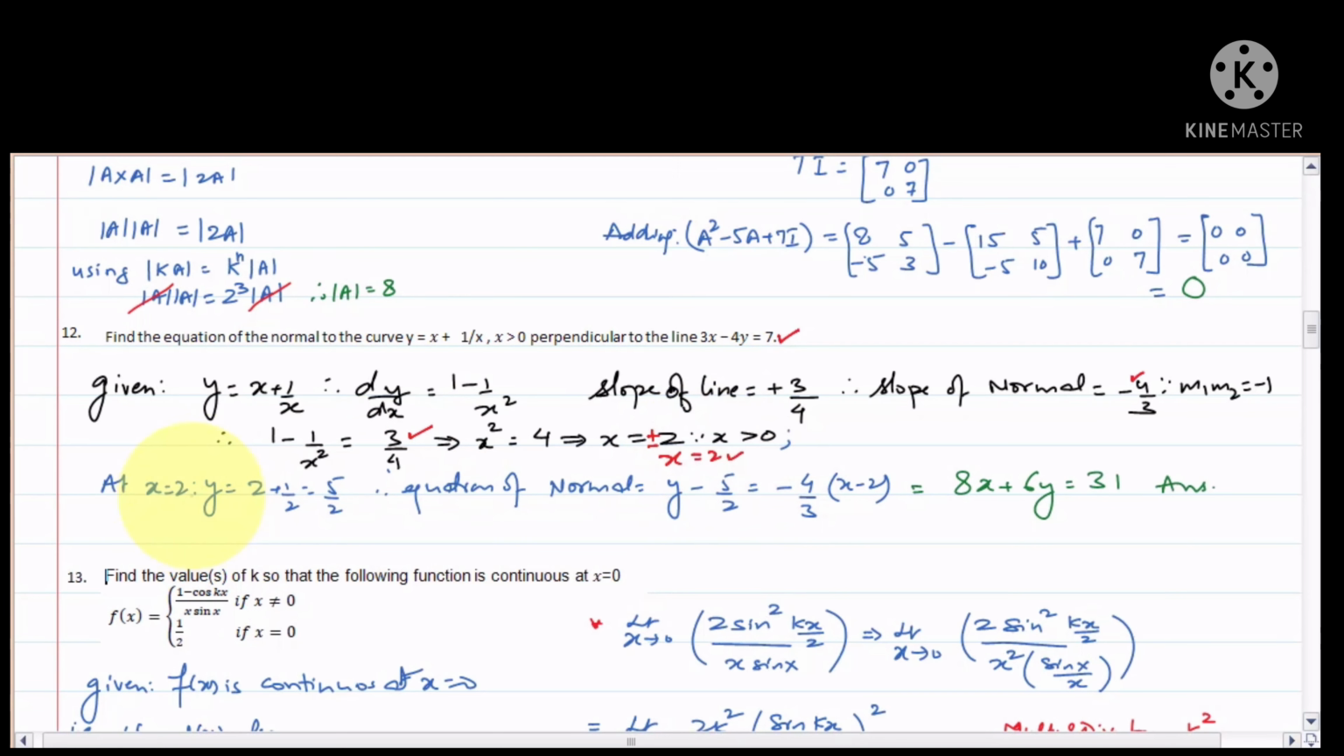So we have got x is equal to 2. At x is equal to 2, what is the value of y? Put in the equation of this curve. So y is equal to 2 plus 1 by 2, that gives us 5 by 2.